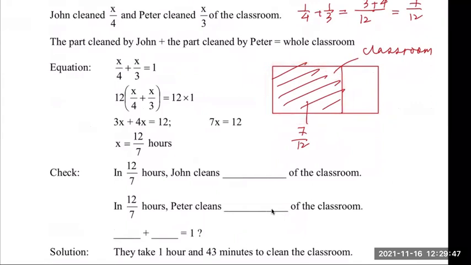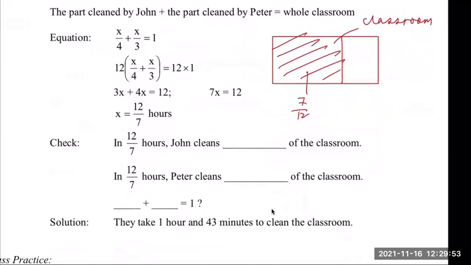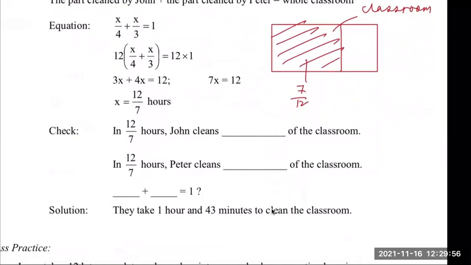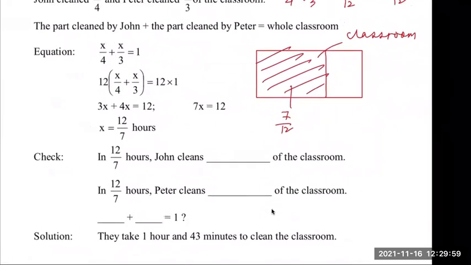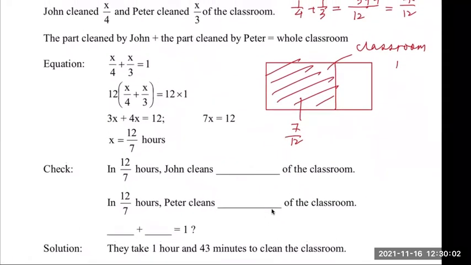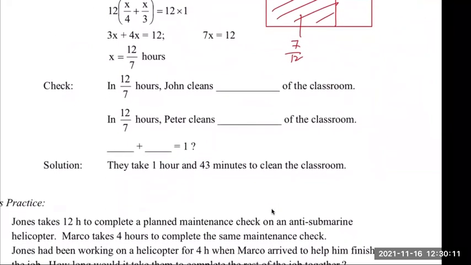So how long will they need to clean the whole classroom? If we see this whole classroom as one, each hour John and Peter can clean 7/12 of the classroom. That means we use 1 divided by 7/12, which is 12/7. That means if John and Peter work together, they will need 12/7 hours to clean the whole classroom.